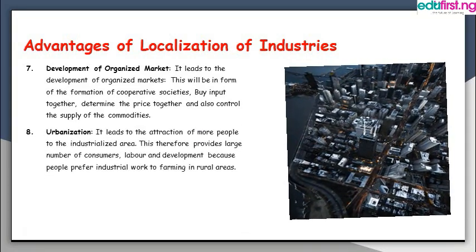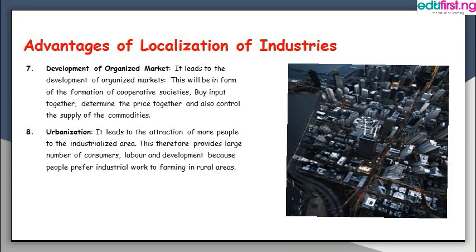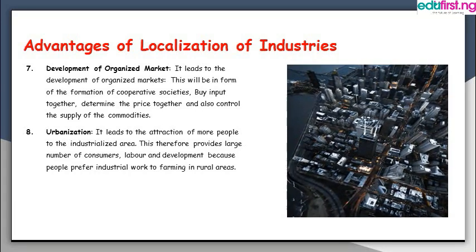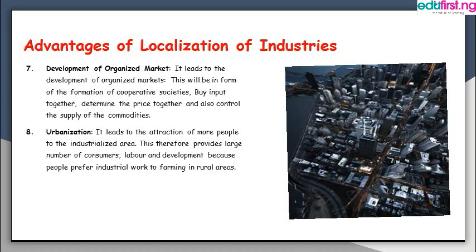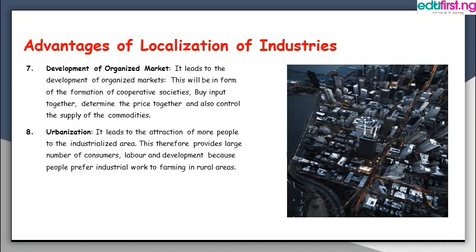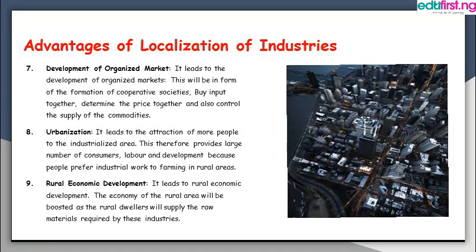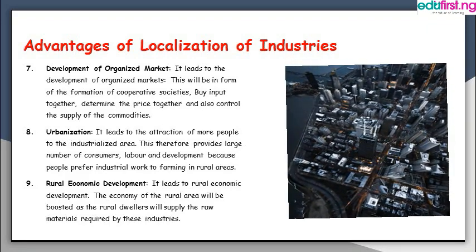Number eight, it leads to urbanization. Urbanization is a population shift from the rural areas to the urban areas. This would therefore provide a large number of consumers, a large number of labor and development in that area. Number nine, it leads to rural economic development. The economy of the rural areas will be boosted as the rural dwellers will be the ones to supply the raw materials required by these industries.